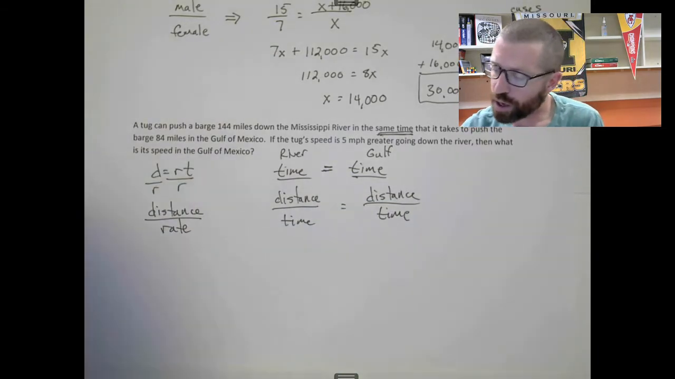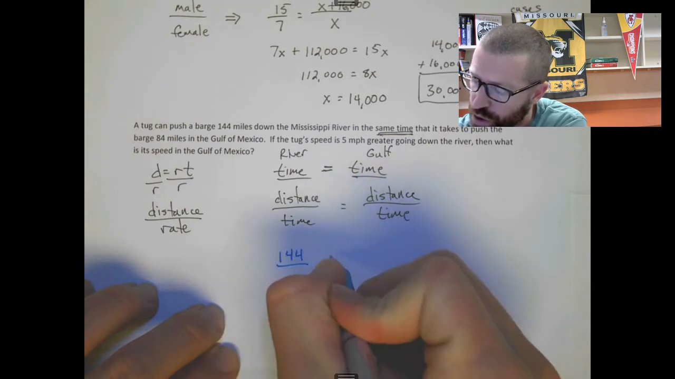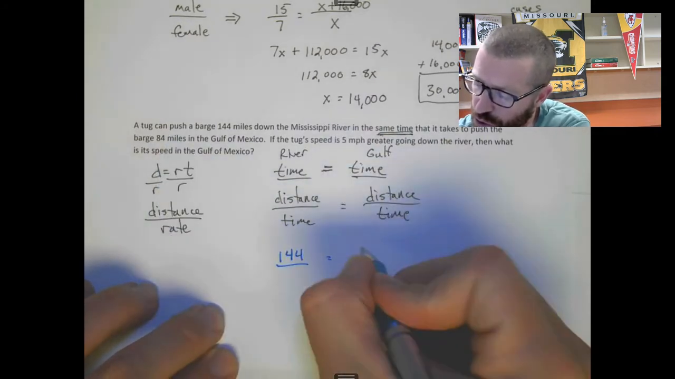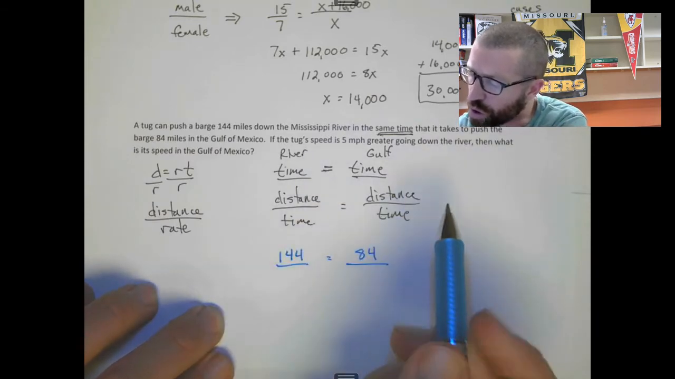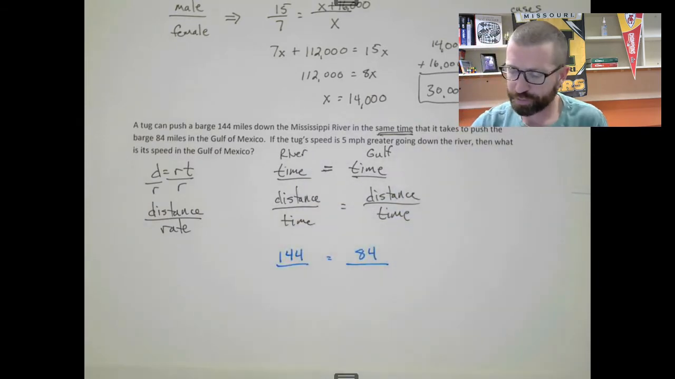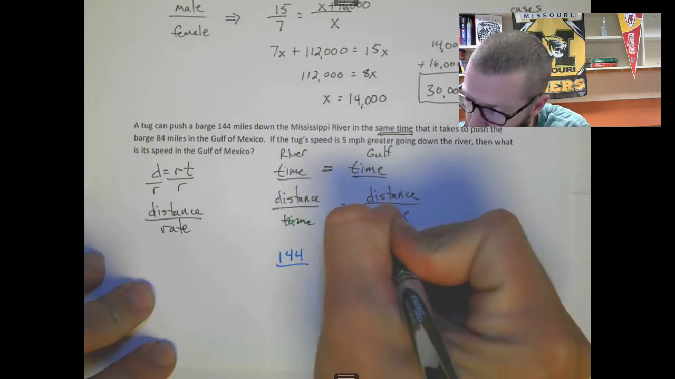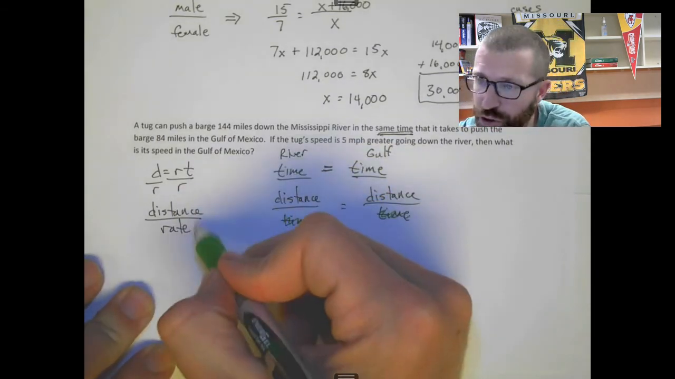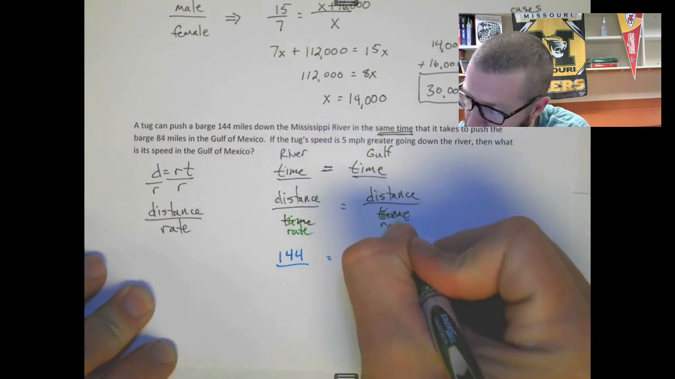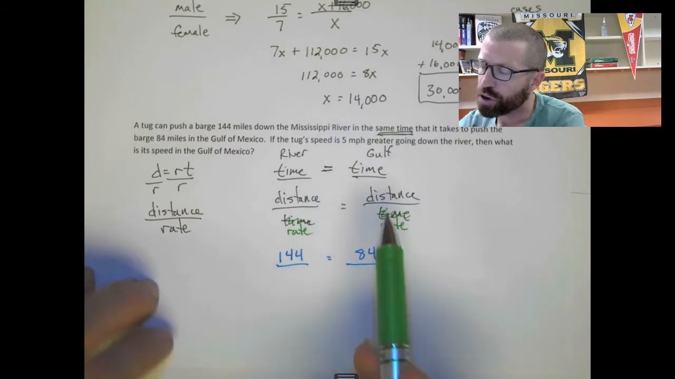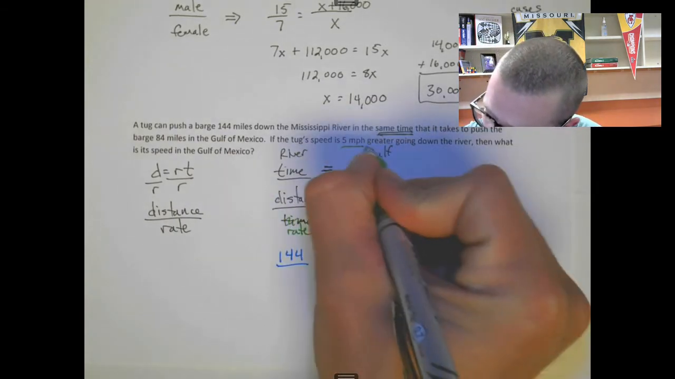Okay, so we have 144 miles down the river, so that's good. That's a distance. And I also know 84 miles in the Gulf, so that's the distance here. And then, oh, I said time and I meant rate. I'm sorry about that. Hopefully you caught that mistake. I wrote it over here, distance over rate. I don't think I was looking at time. So distance over rate.